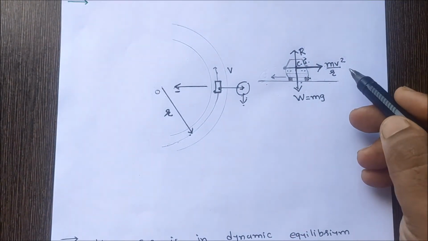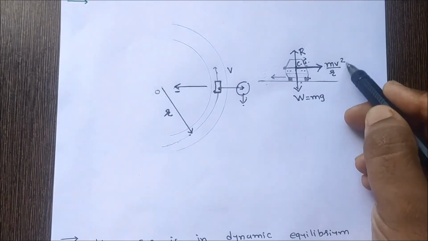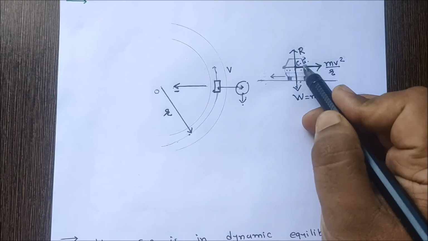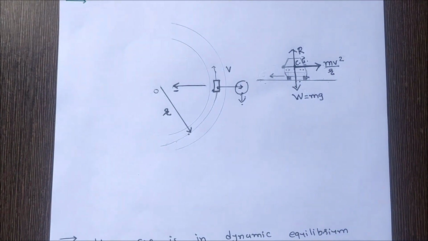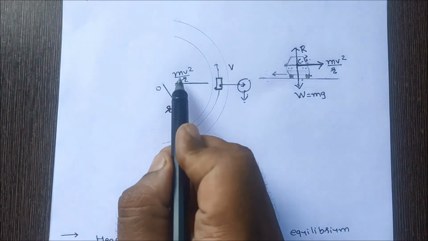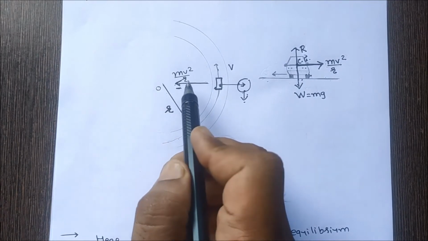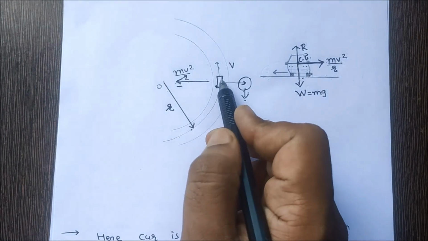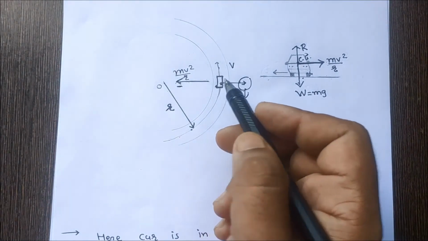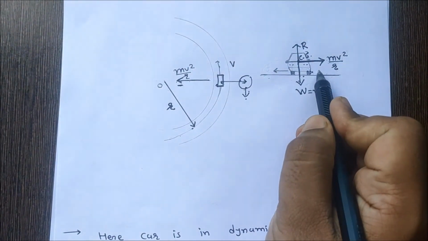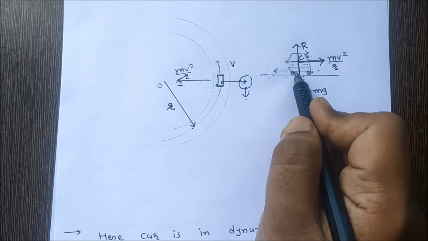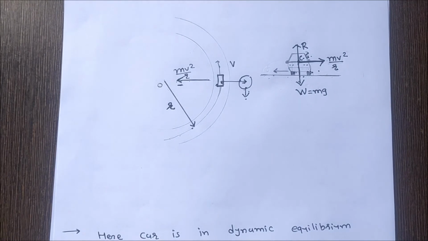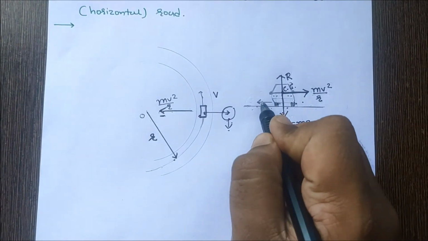So our third force is centrifugal force, or you can say inertia force, mv squared by r, acting radially outwards through the center of gravity. And we know that the centripetal force mv squared by r required for circular motion is along the surface of the road and is provided by the component of the contact force between the road and car tires along the surface. So our fourth force is frictional force.